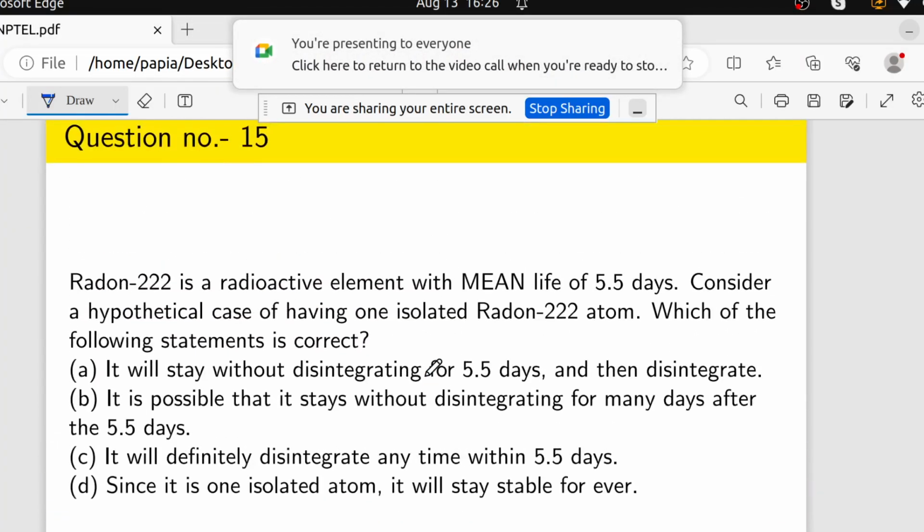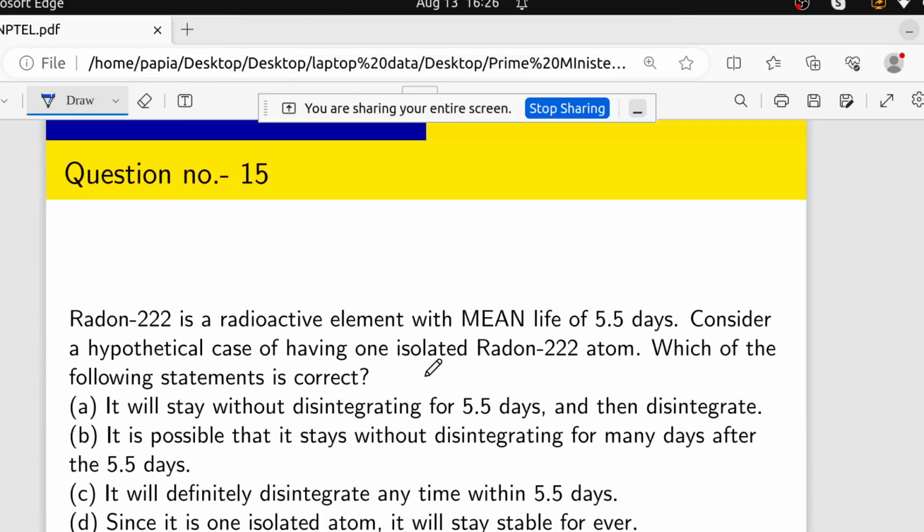Okay, now coming to the last question in that section. The last question is: radon 222 is a radioactive element with a mean life of 5.5 days. Consider a hypothetical case of having one isolated radon 222 atom. Which of the following statements is correct? This is not basically a mathematical question, it is a conceptual question.